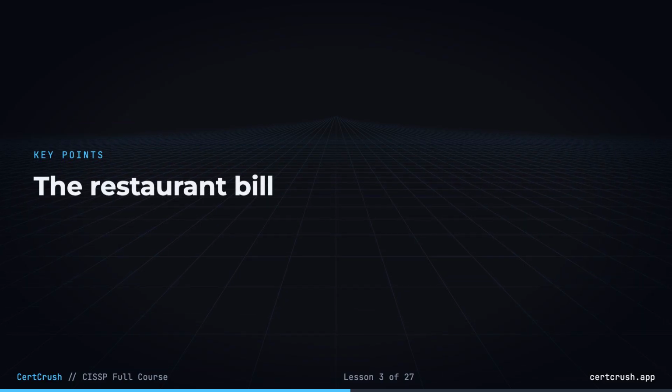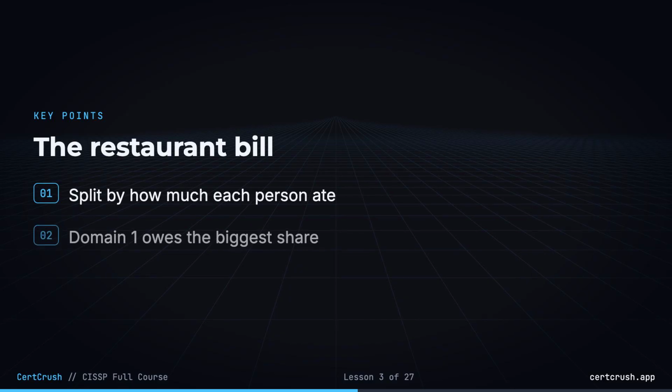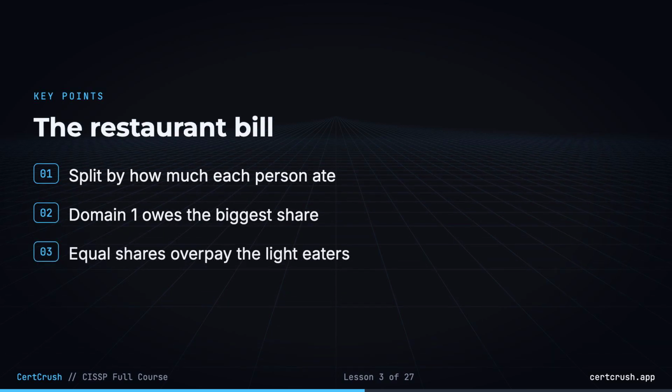Here's a second worked example to make the pie chart logic stick. Imagine the 8 domains as 8 items on a restaurant bill. You're splitting by how much each person ate. Domain 1 ate 16% of the meal, so it owes the biggest share of your attention. Domains 2 and 8 each nibbled 10%, the smallest portions. If you paid every domain an equal share, you'd be overpaying the light eaters and shortchanging the big one. Weighting your study hours is just paying each domain what it actually owes on the exam.